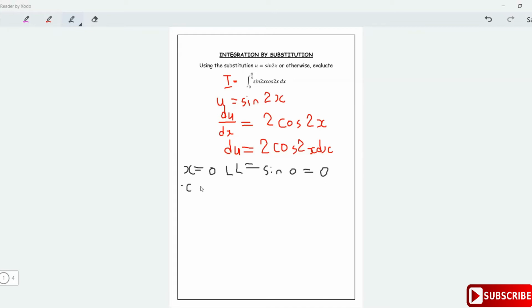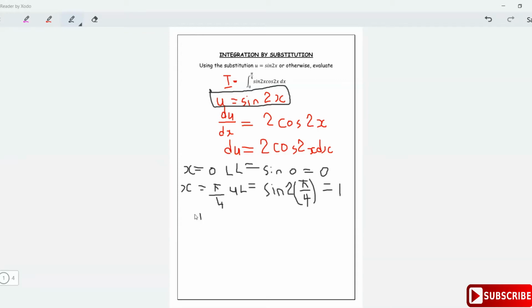Then you need to plug in when x is the upper limit, and the upper limit is pi by 4. Remember, u is sine 2x. So the upper limit will give you, plugging in pi by 4 here, the sine of 2 times pi by 4, and 2 times pi by 4 is pi by 2, and the sine of pi by 2 is 1. So that becomes the upper limit.